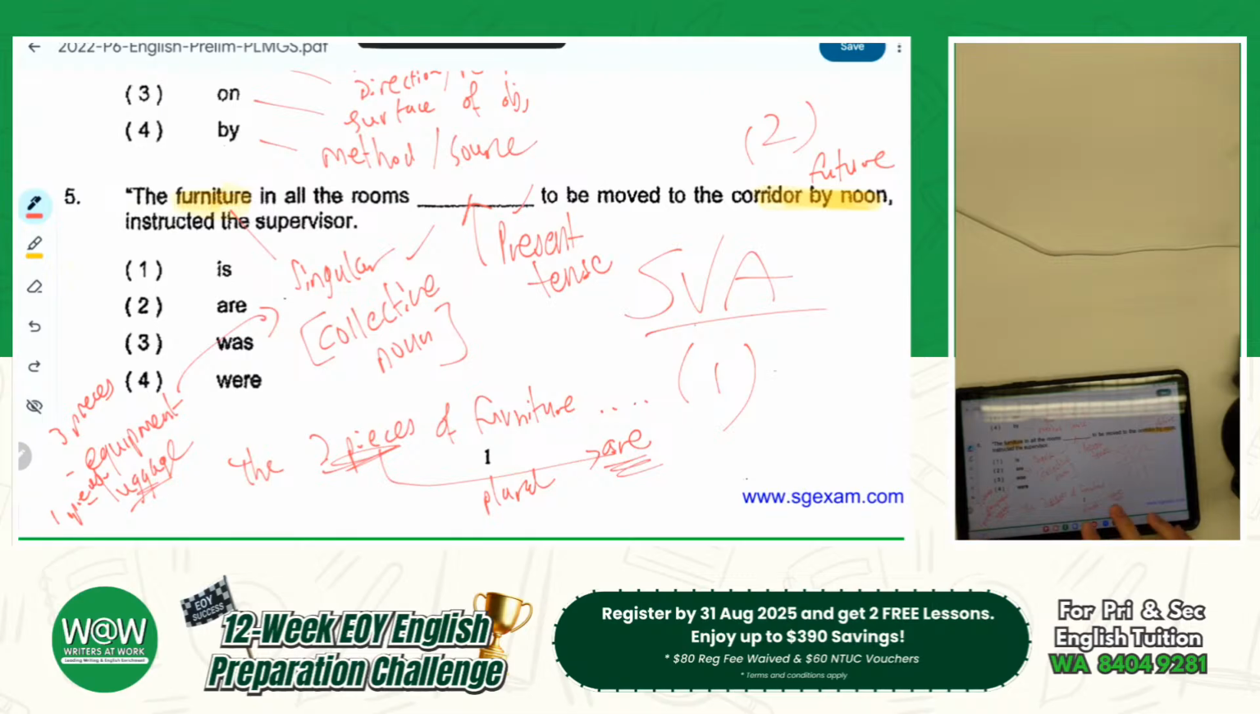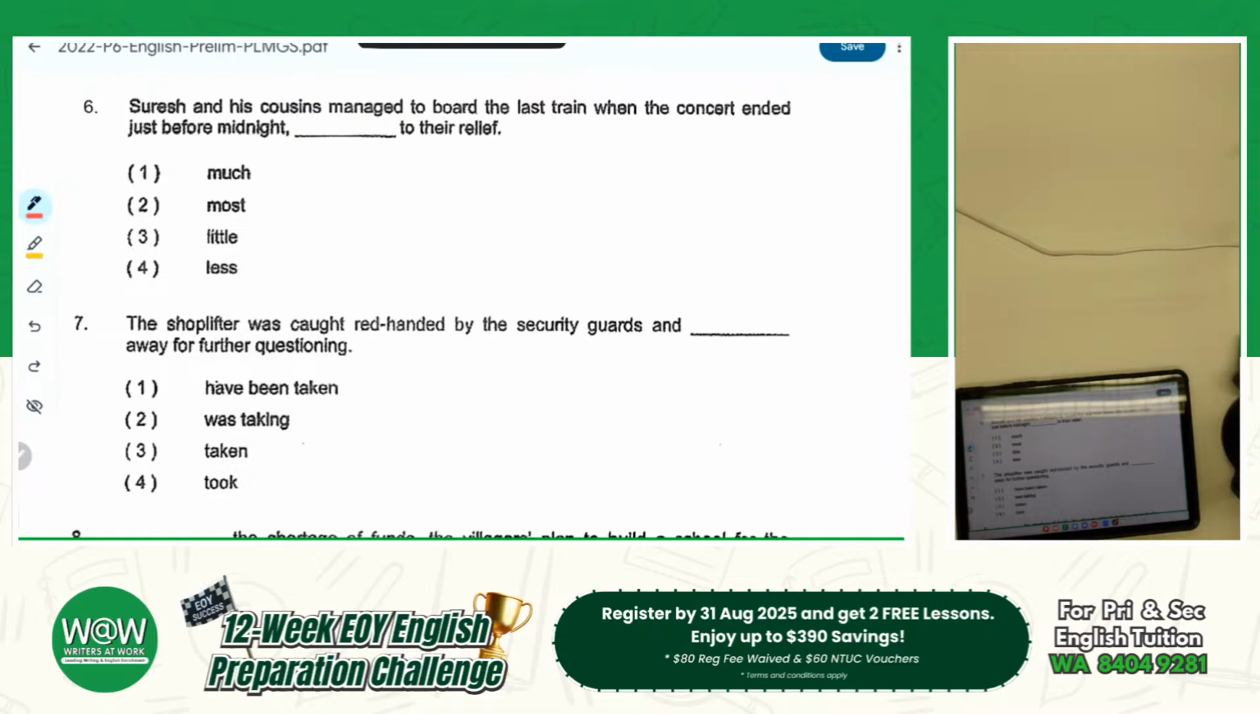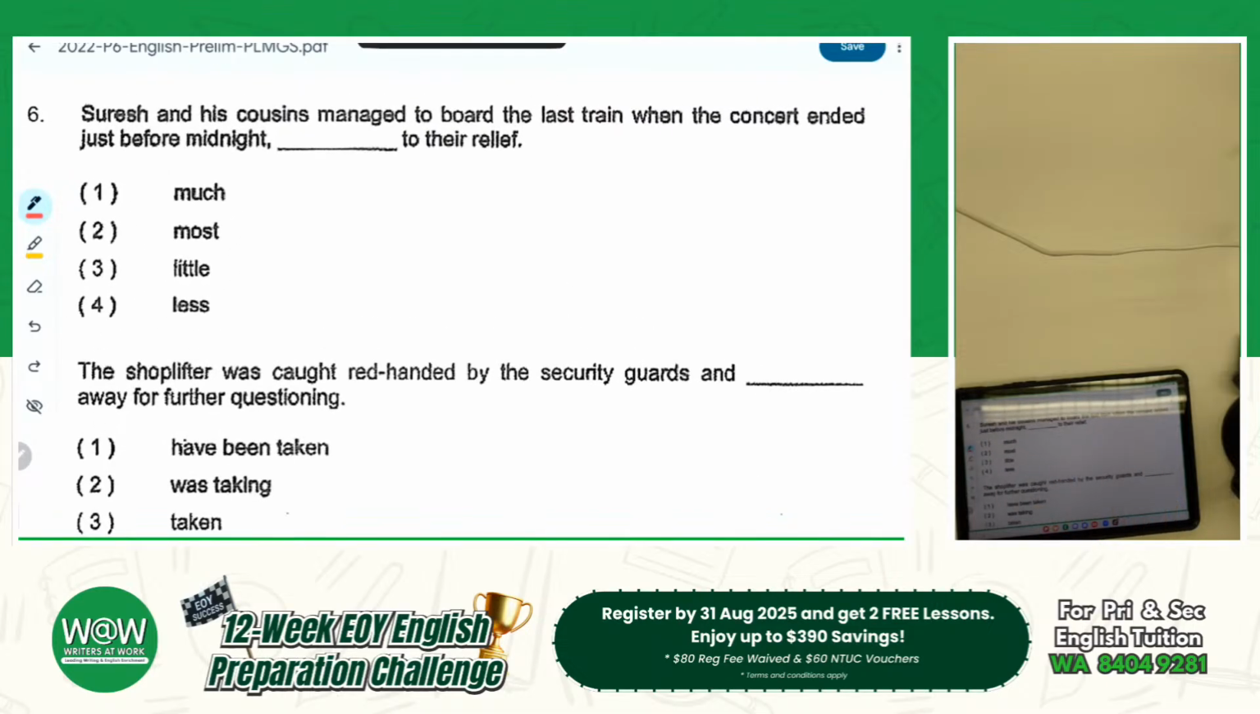Okay, if there are no further questions, let's take a look at number 6 now. Suresh and his cousins managed to board the last train when the concert ended just before midnight, dash to their relief. Okay, so this question here is testing you on determiners. Now, what are determiners? Basically, determiners here are used to convey the meaning of the quantity of something.